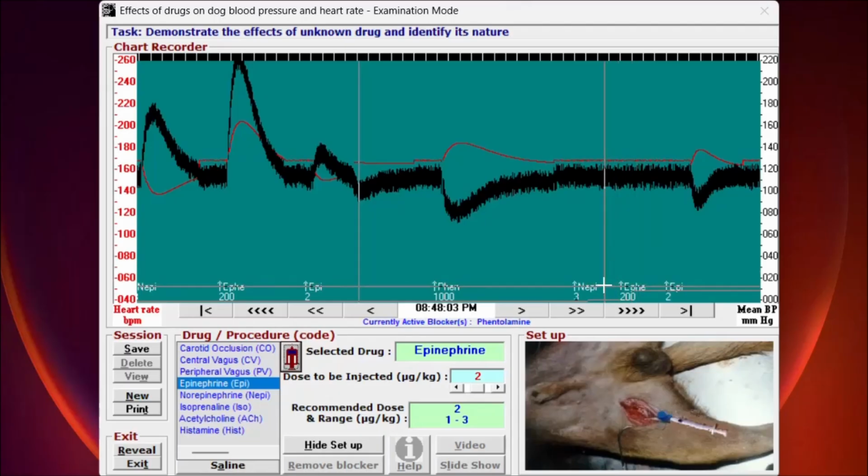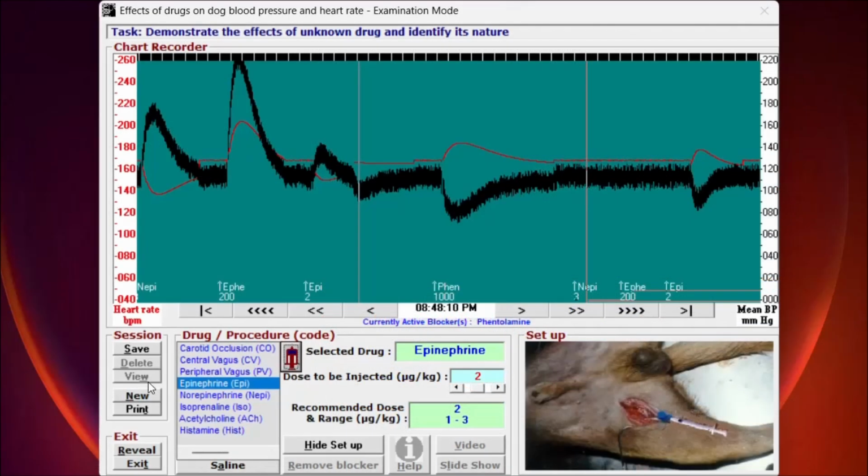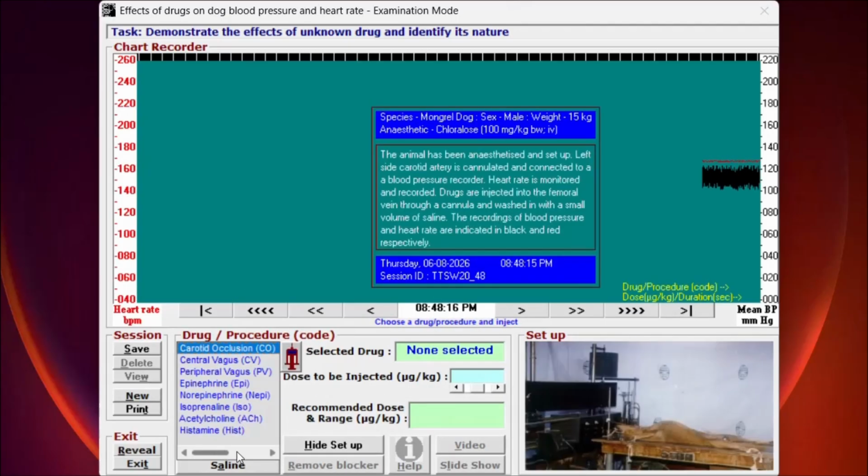Now let's discuss the ninth question, that is basically to identify the unknown drug. So for this also we will take a new slide. Let's start fresh. So here you can see the unknown drug. So how do we find the unknown drug? Remember the steps which I have discussed in the previous class, okay.